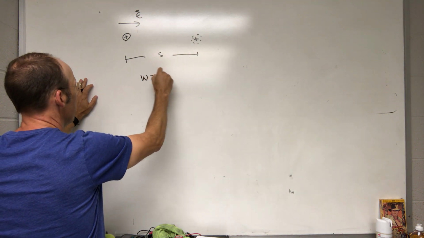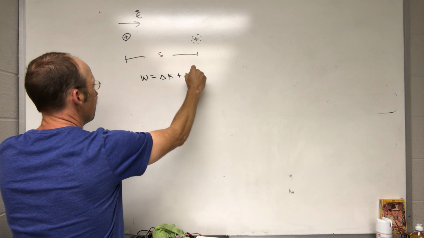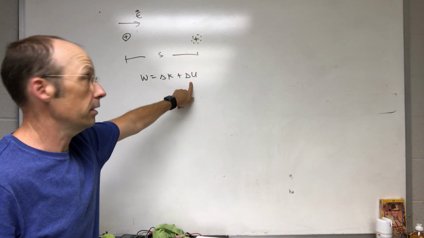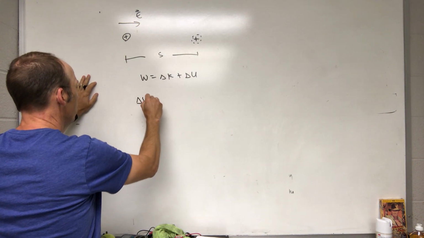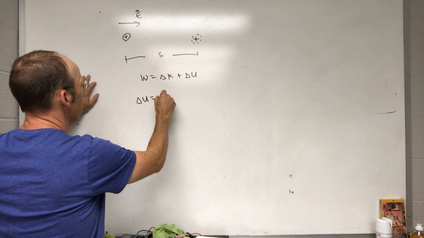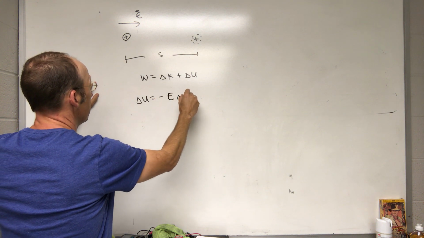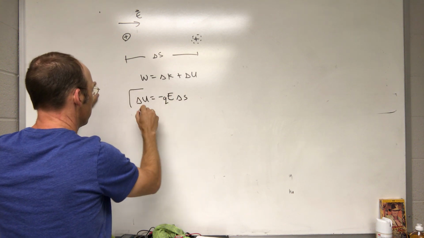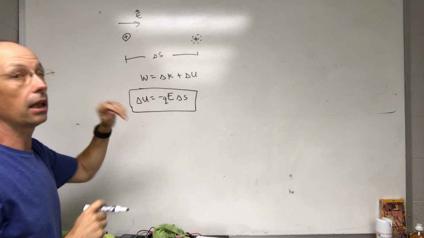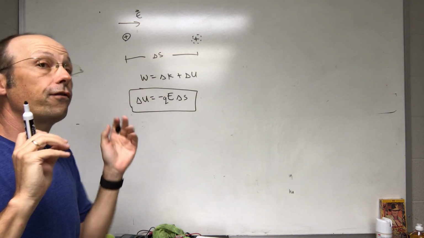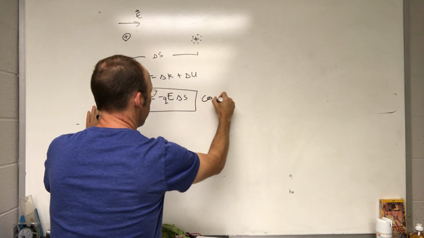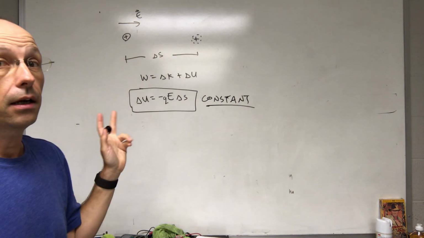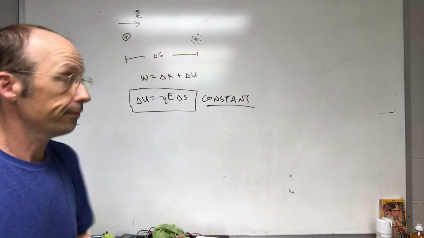So I'm going to have work, change in kinetic, plus change in potential energy. But here, it's not gravitational potential energy. It's electric potential energy. So in this case, delta U is going to be equal to negative E delta s times q. That is the change in electric potential energy for a constant field. This is only for constant fields, so you have to be very careful about that. If the electric field changes, this doesn't work.